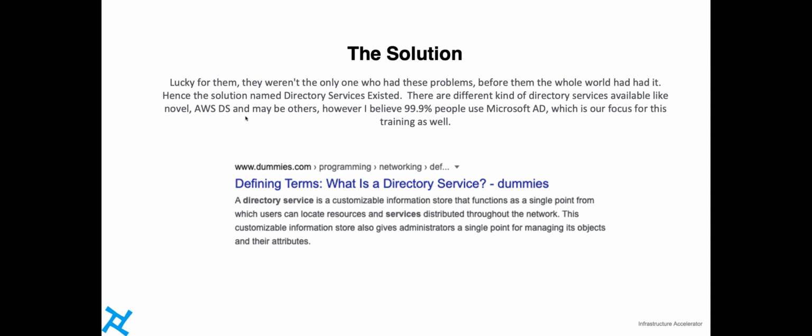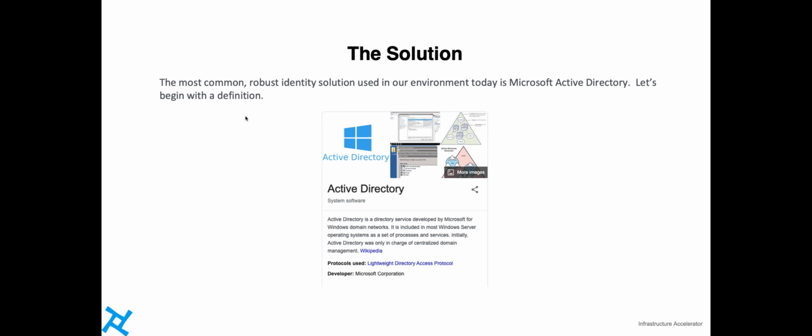Define the term directory services. A directory service is a customizable information store that functions as a single point from which users can locate resources and services distributed throughout the network. This customizable information store also gives administrators a single point of managing its objects and attributes. Okay, very heavy definition. Just remember that a directory service is a place where you store your user accounts and your groups, and all the computers access the user account information and authentication information from there.